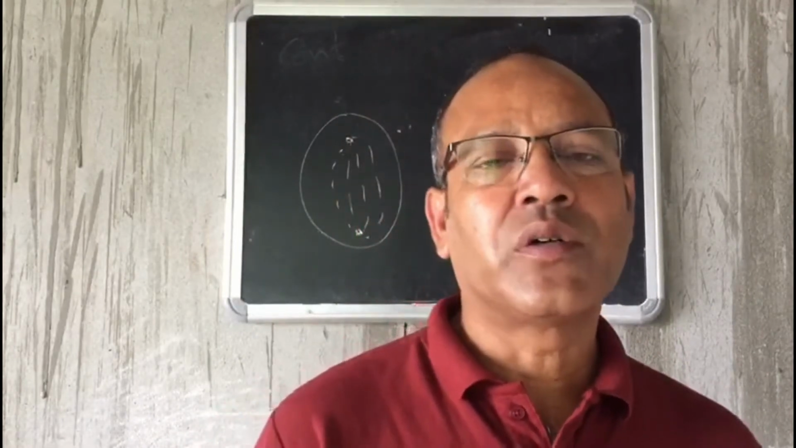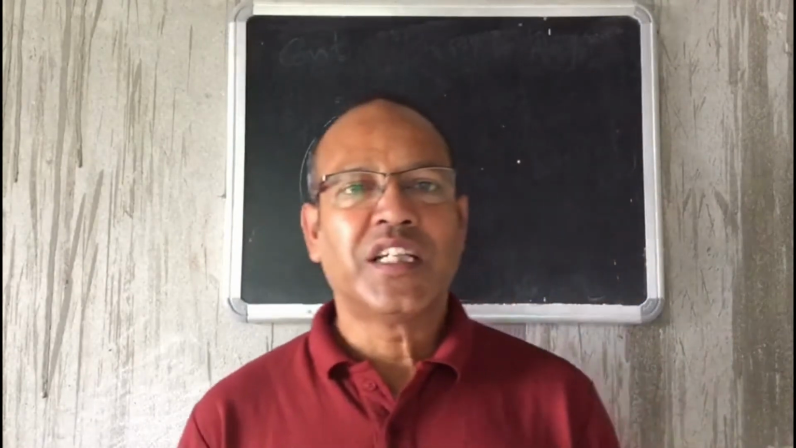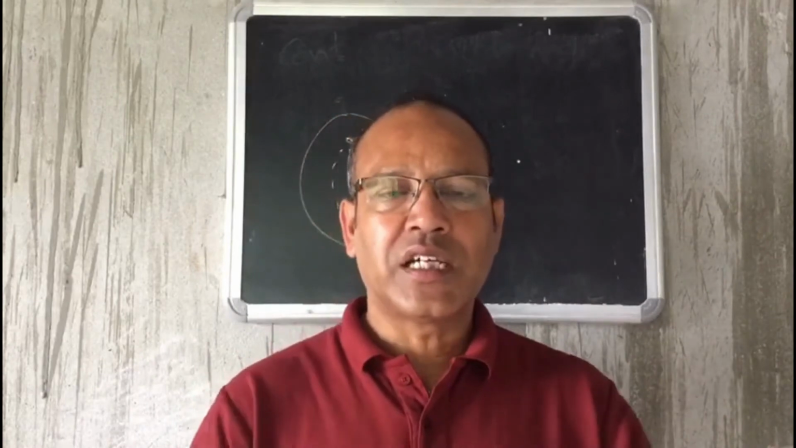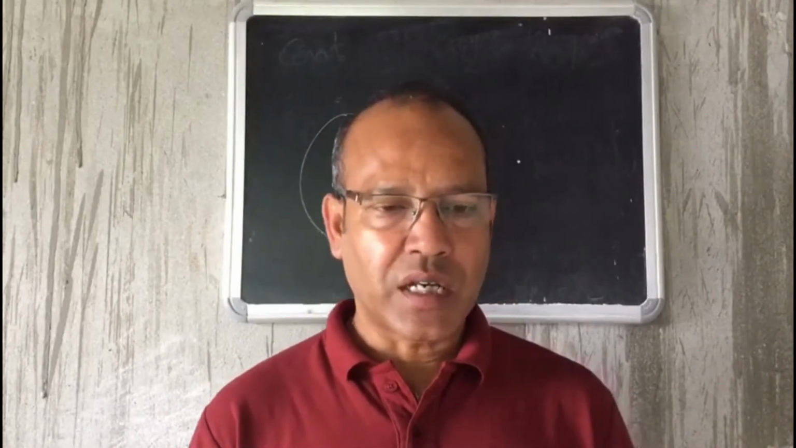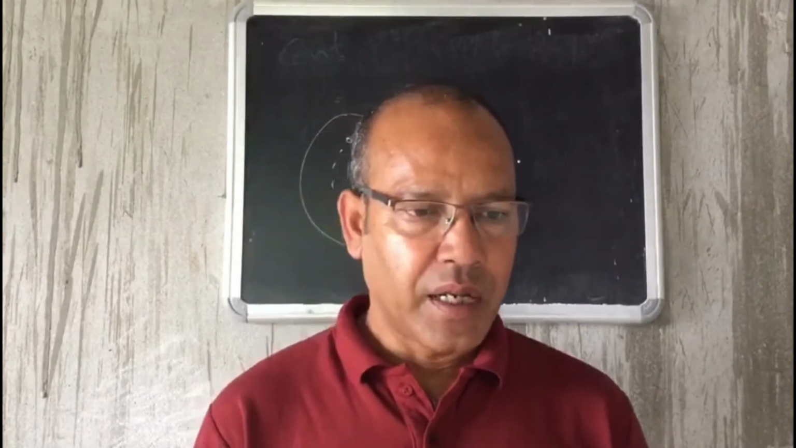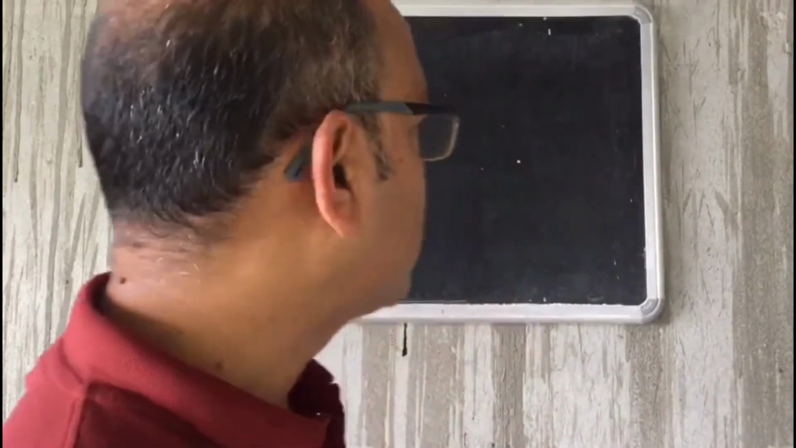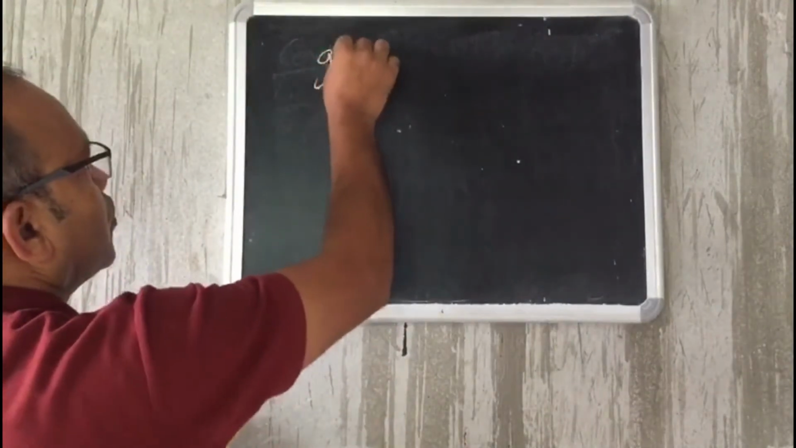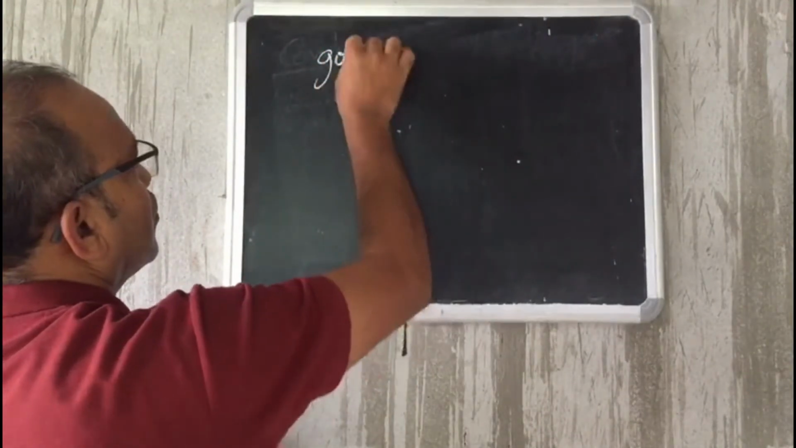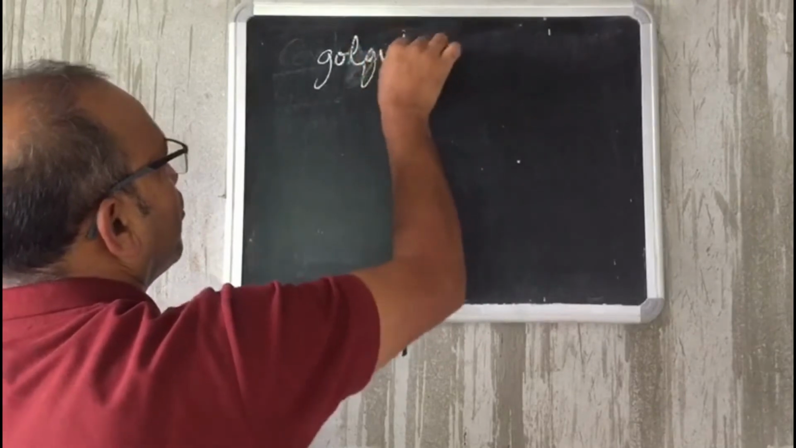And the first that we are going to discuss here is with single layered membrane. It has only one layer of membrane around the cytoplasmic organelle, single layered membrane. And in that, the first that we are going to talk about is the Golgi body.